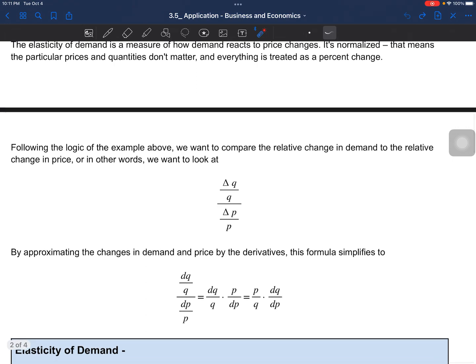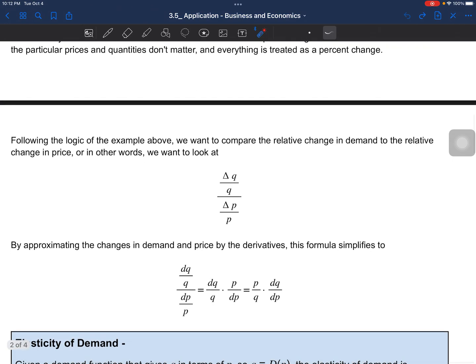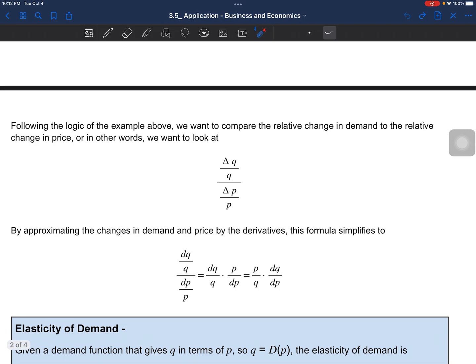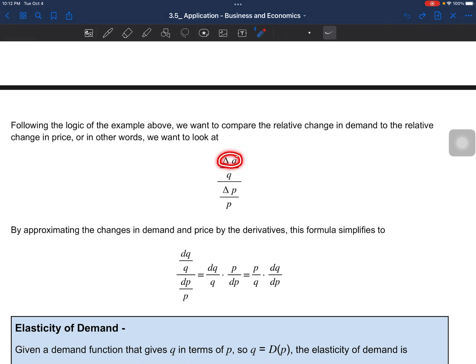So let's follow the logic that we had before in the last example. We want to create a formula for this, and we're going to use this opportunity to create a formula for our class. What we did up there was compare the relative change in demand to the relative change in price. In other words, the change in demand over the original demand, all over the change in price over the original price. So we're comparing the relative change of quantity over the relative change in price.